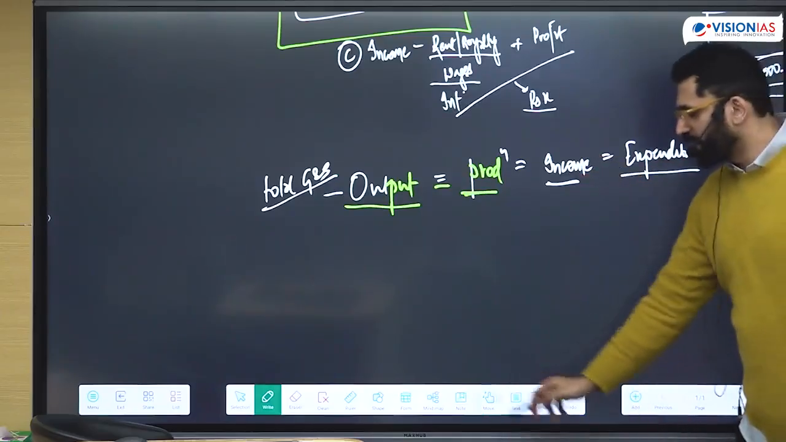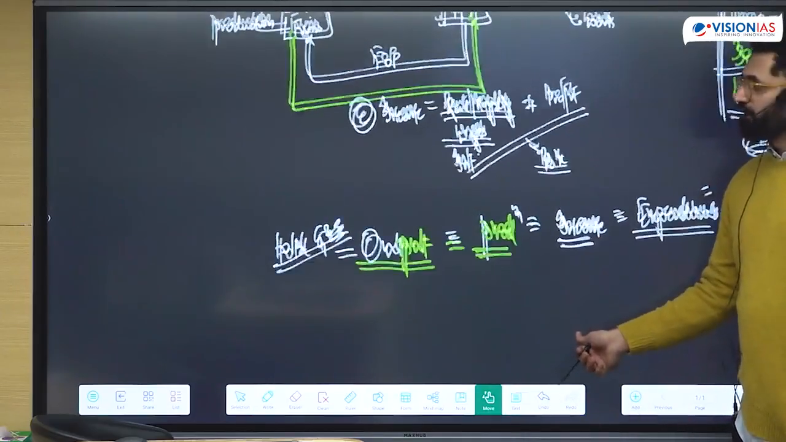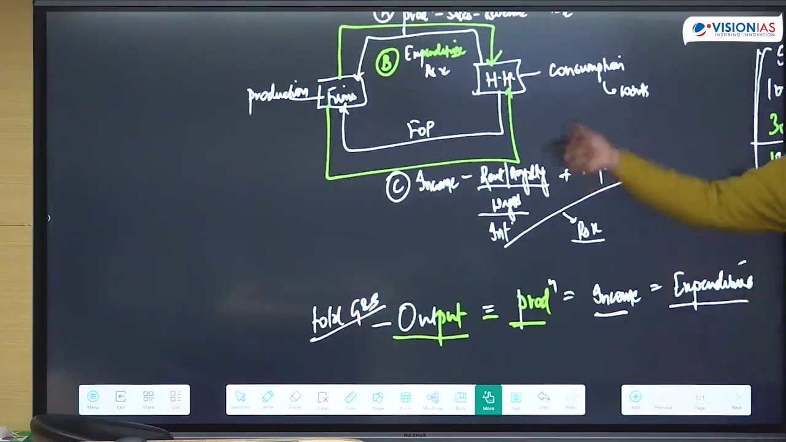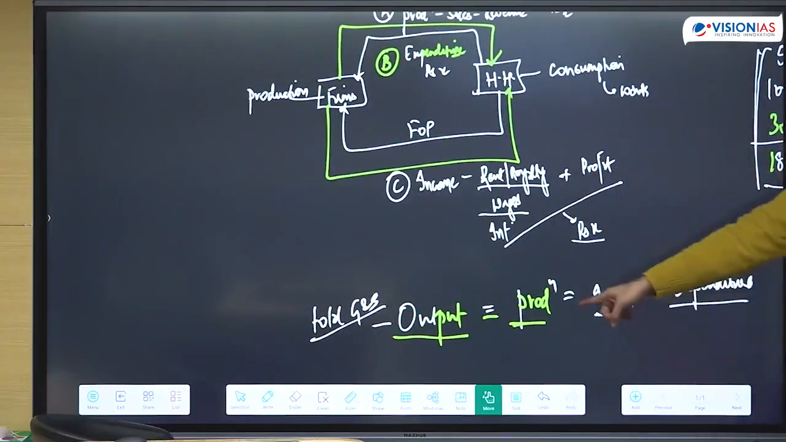So you can give the heading circular flow. In the circular flow you can make this diagram, and below this you can write this equation.